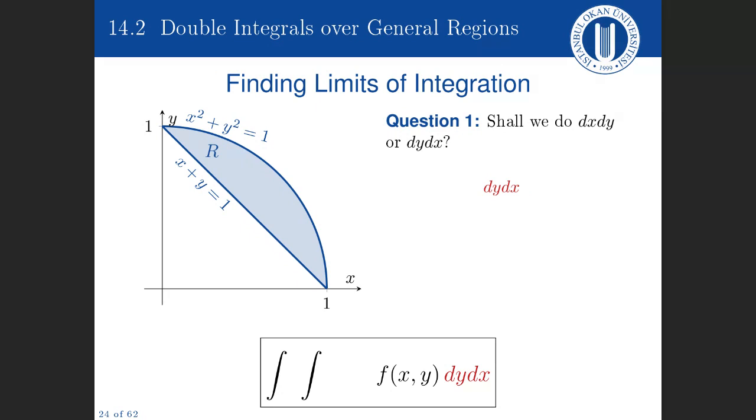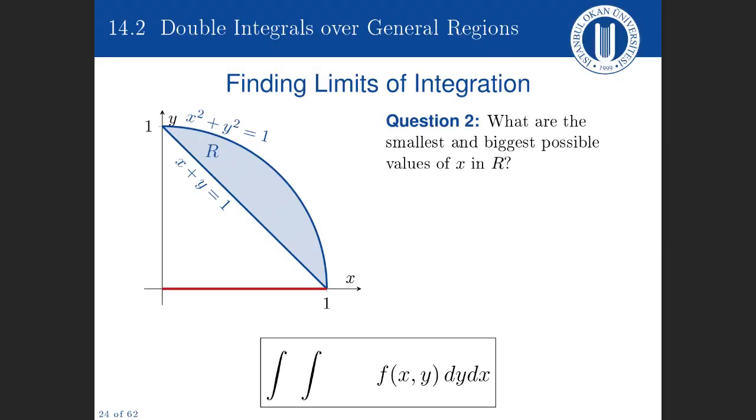Next, we're going to look at the outside integral, the outside variable. We're going to be looking at x. So question 2 is, what are the smallest and biggest possible values of x in the region R? Look at the picture. We can see that x can be between 0 and 1. So for our outside integral, the limits are going to be 0 and 1.